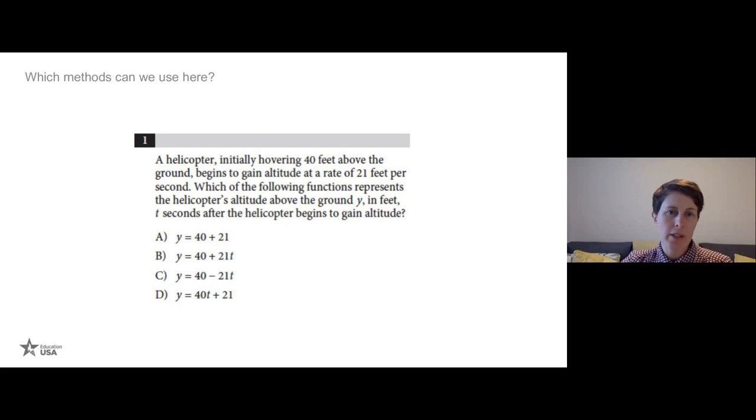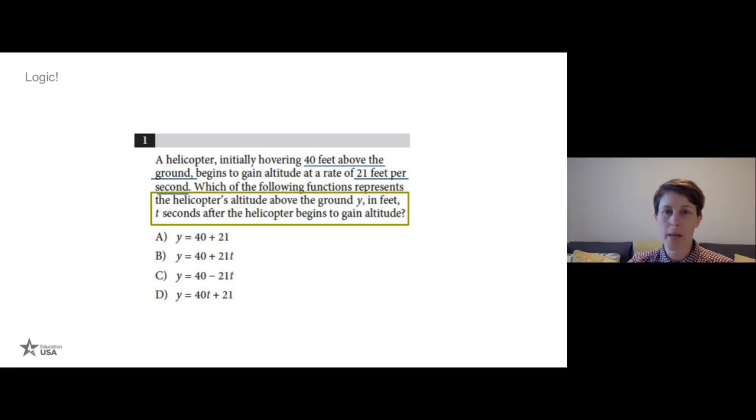Which of the following functions represents the helicopter's altitude above the ground, y in feet, t seconds after the helicopter begins to gain altitude? Okay. So the first method we can use is logic. There's a couple of answer choices here that can very clearly be crossed off because of being completely illogical, or because maybe it's missing a variable. This is problem number one, so I know this is not a super high difficulty problem. The important information I've underlined: 40 feet above the ground, 21 feet per second, and then the information about the variables.